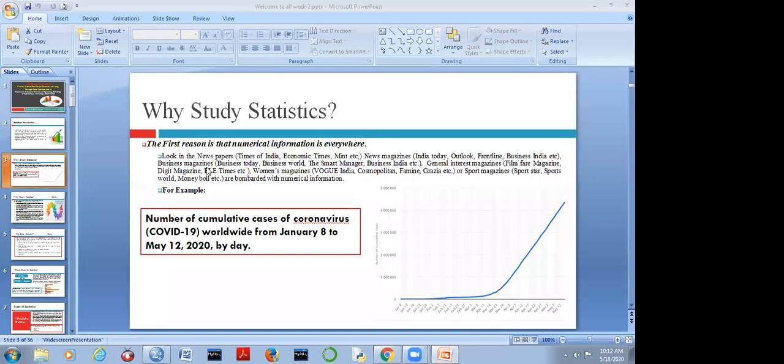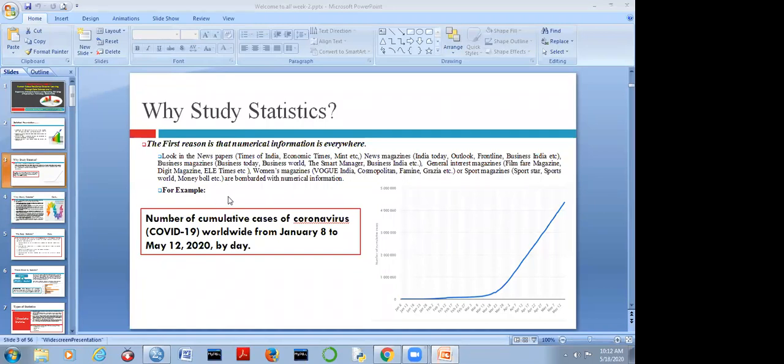Then you go for some business magazines. You go for general interest magazines, Filmfare, digital magazines, and women's magazines, Cosmopolitan, Femina, Vogue, Grazia, etc. Sports magazines: boys are mostly interested in sports magazines. They read how many scores, how many runs are made, team-wise, individually player-wise, in Sports Star, Sportsworld, Moneyball, etc. All are bombarded with numerical information.